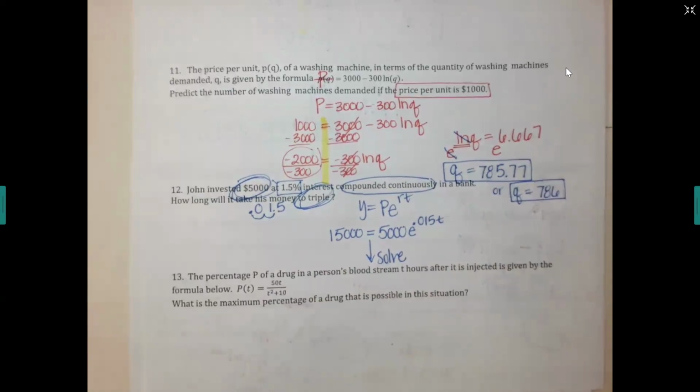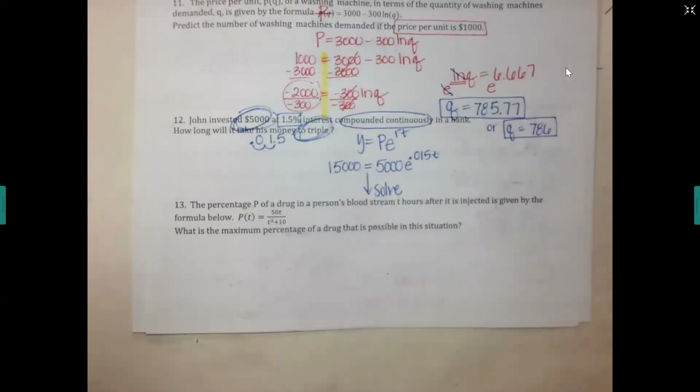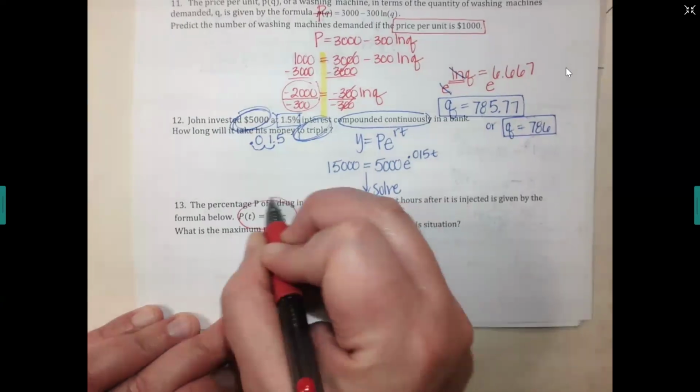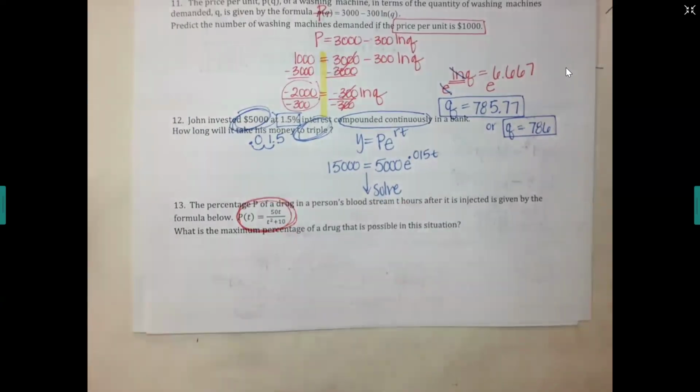All right, last one that we're going to do together, take a look at number 13. Number 13 says the percentage P of a drug in a person's bloodstream after it is injected is given by, and then they give you this little cute formula. Then it asks, what is the maximum percentage of a drug that is possible in this situation? There are two ways for you to do that. The first one is if you love your TI-83, or whatever your calculator is, you could type this into the calculator and then look for the highest point.